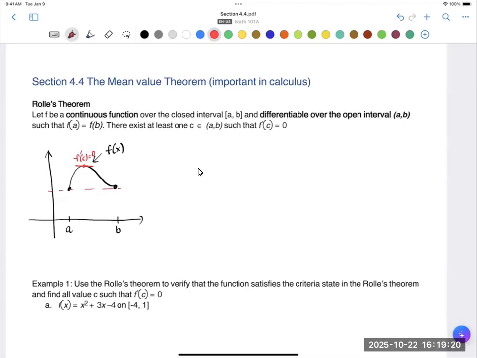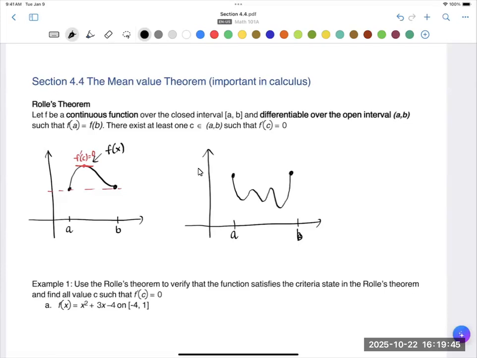It doesn't necessarily have to be just one value of c. Sometimes it could be more than one, if you have a graph like this. Let me draw a different shape. Let's say you have a graph that has the same y value at a and b. The graph can be any shape like this.